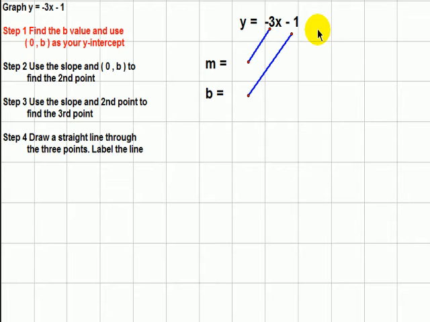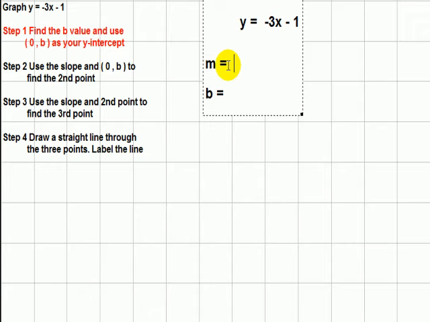Step 1. Find the b value and use 0, b as your y-intercept. So, looking carefully at our equation, y equals negative 3x minus 1. The m is the leading coefficient in front of the x. It's negative 3. The b is the last component. It's negative 1. So let's look at that again closely and use that information to help us graph the y-intercept.